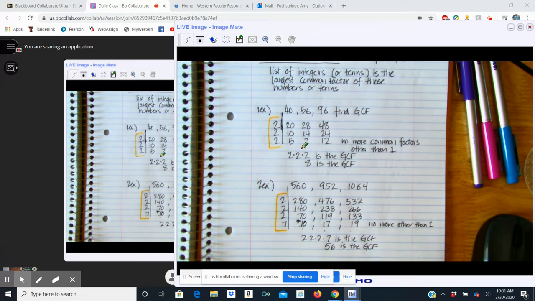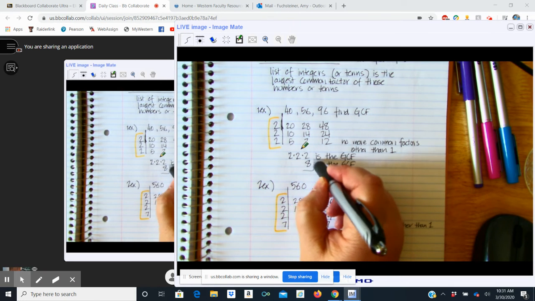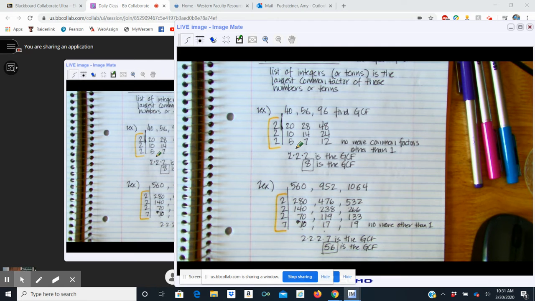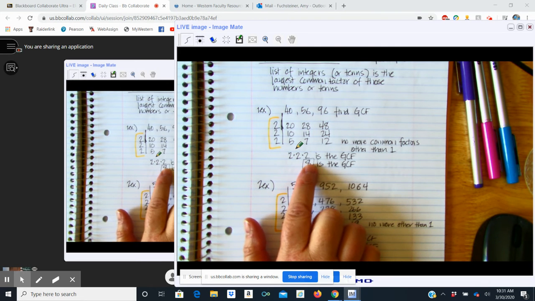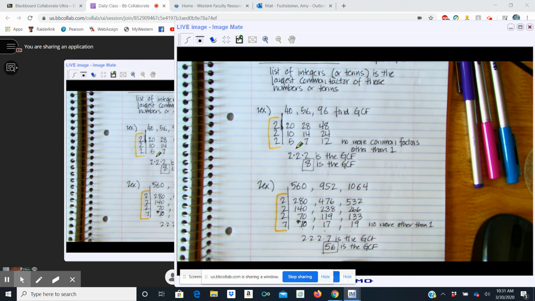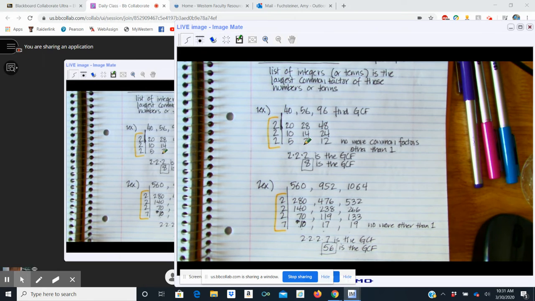Correct. The final form would be given as the product. Occasionally, they will ask for it in exponential form, where you would do a 2 to the third, or 2 to the third times 7. But most of the time, they do want it as the final product. Okay?